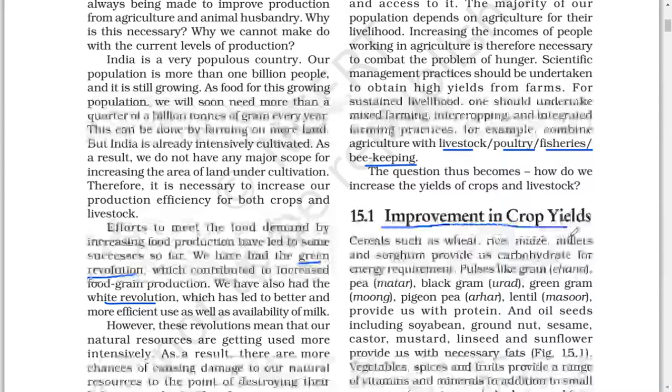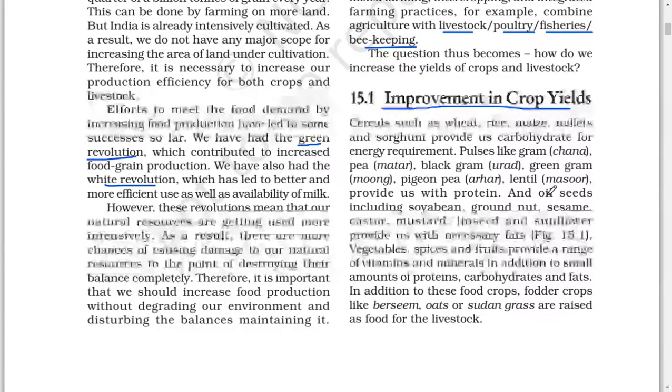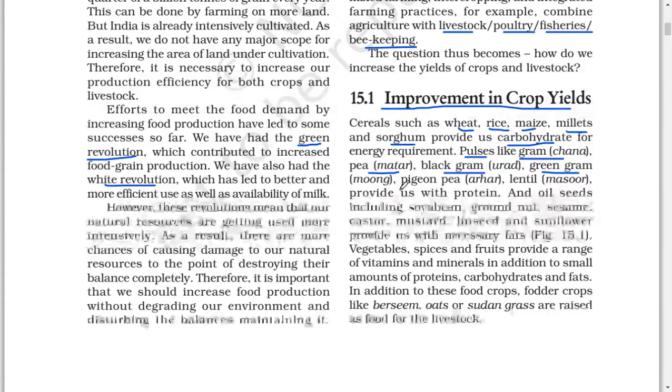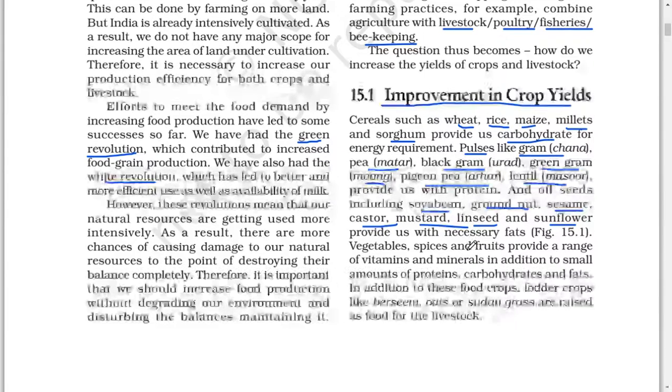Improvement in crop yield. Cereals such as wheat, rice, maize, millet, and sorghum provide us carbohydrates for energy requirement. Pulses like gram (chana), pea (matar), black gram (urad), green gram (moong), pigeon pea (arhar), and lentil (masoor) provide us with protein, and oil seeds including soybean, groundnut, sesame, castor, mustard, linseed, and sunflower provide us with necessary fat.